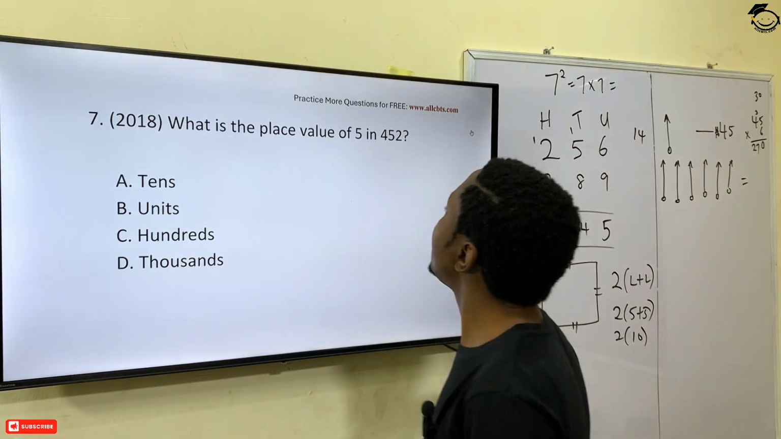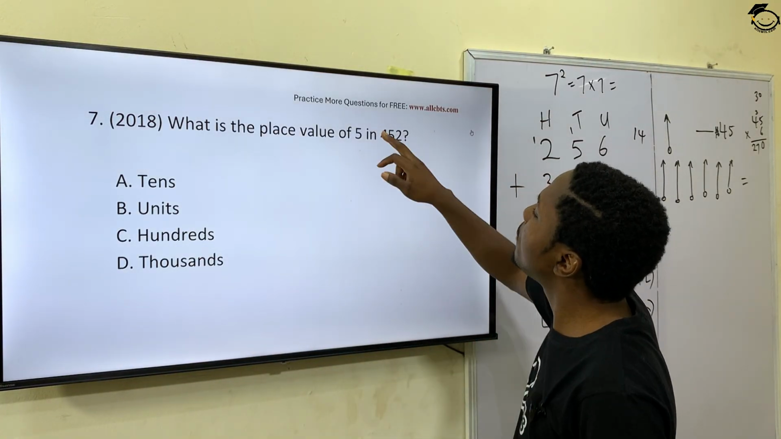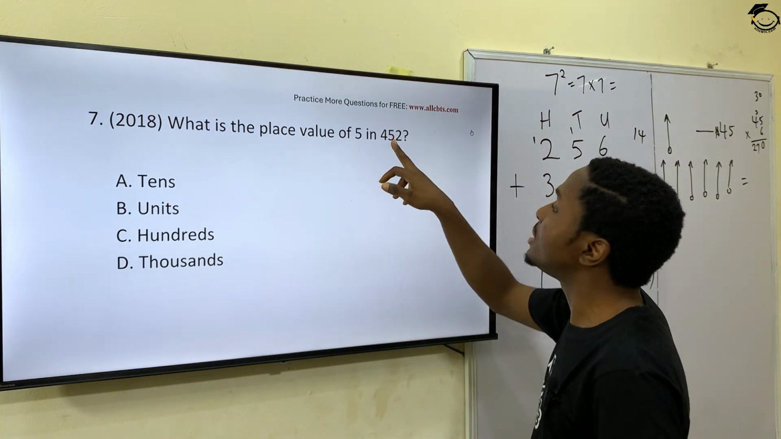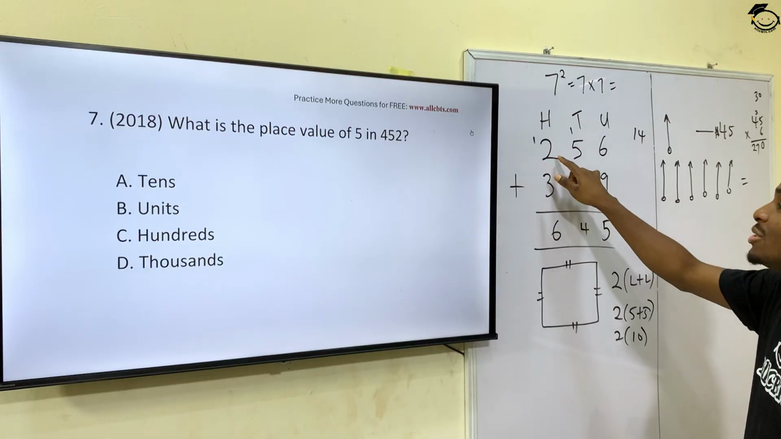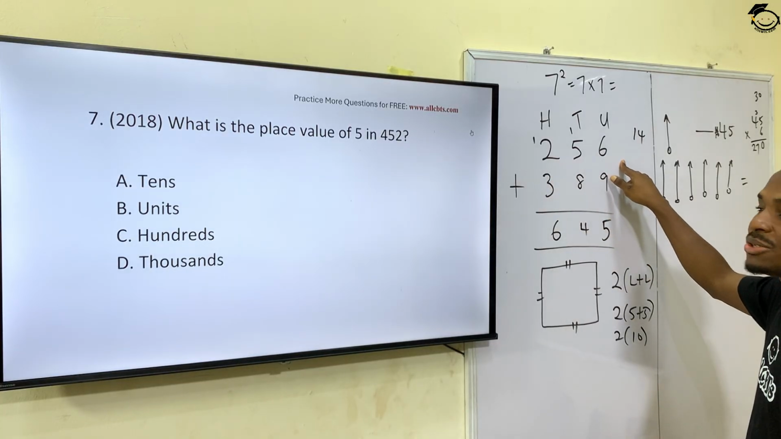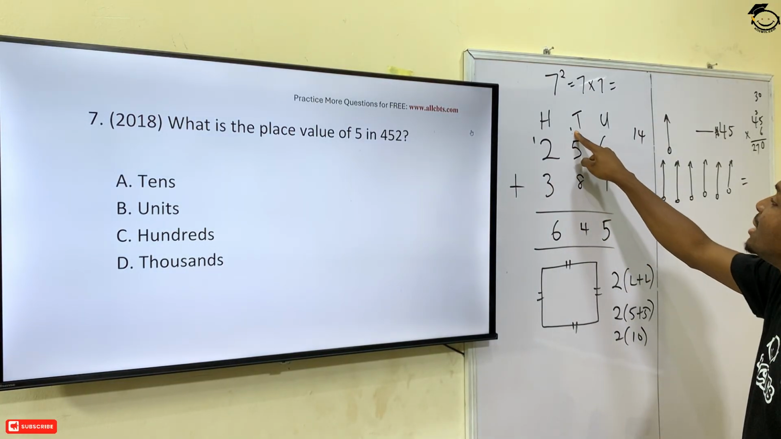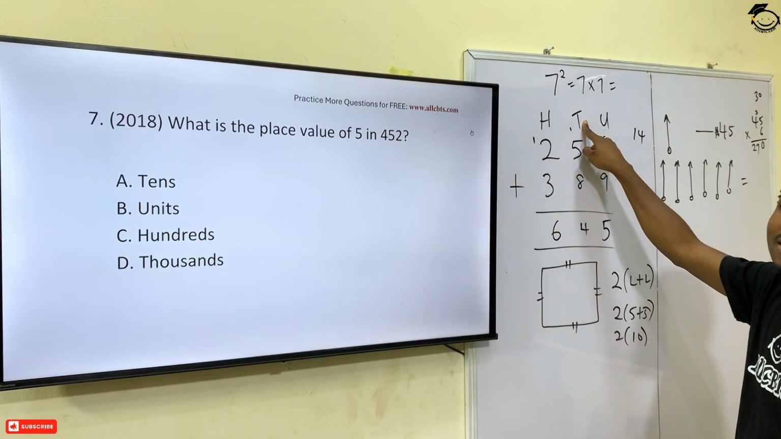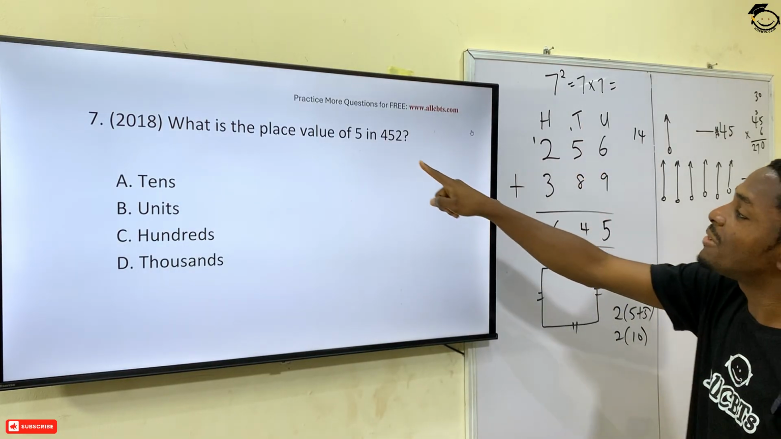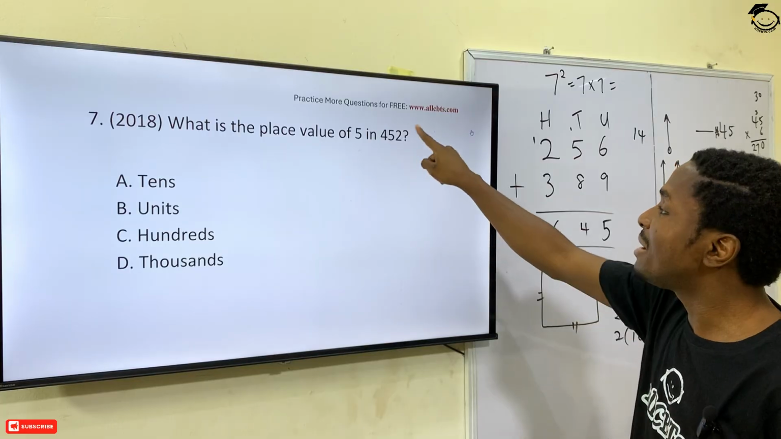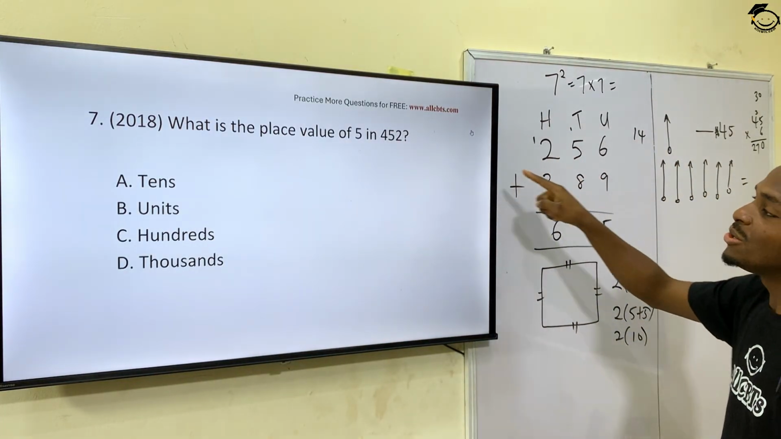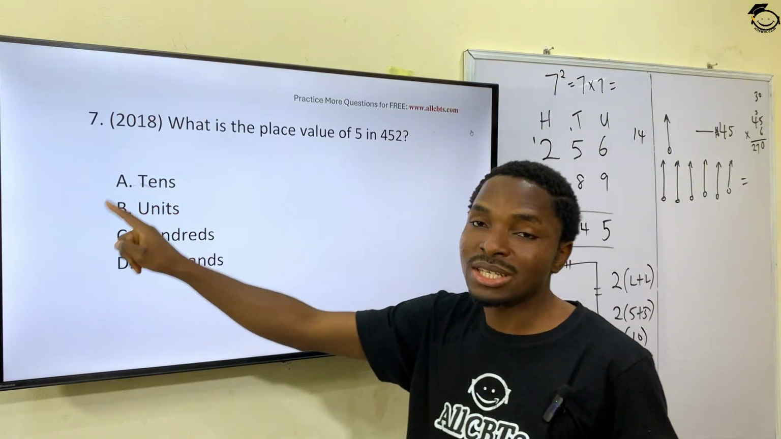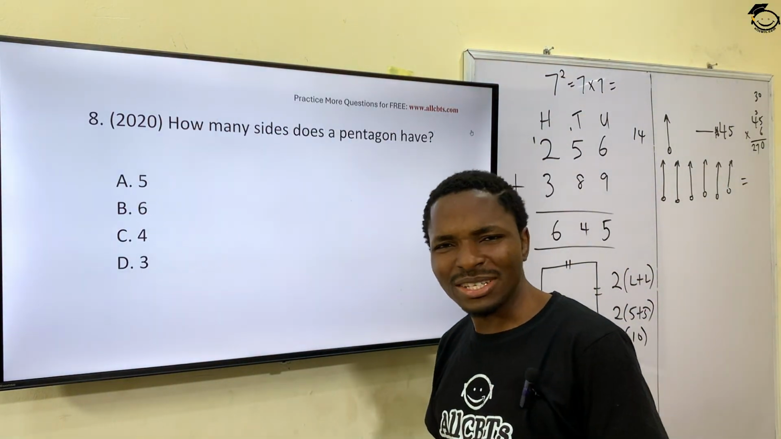Question 7. What is the place value of 5 in 452? Okay, so we have already done something like that here, 256. So what's the place value of 5 in this? It's tens. Now 5 is taking the same position as it is in 256. So the place value of 5 here is also what? Tens. Do you understand that?